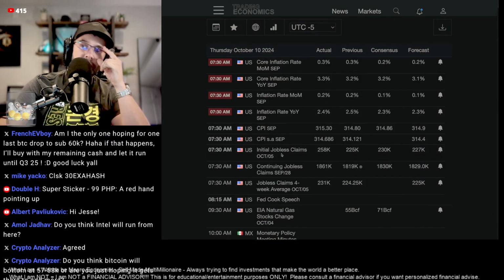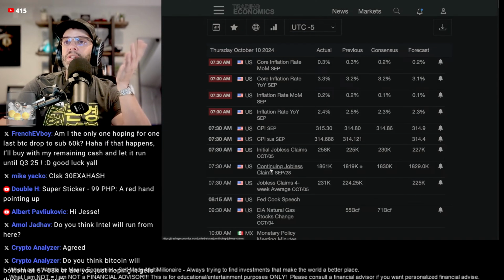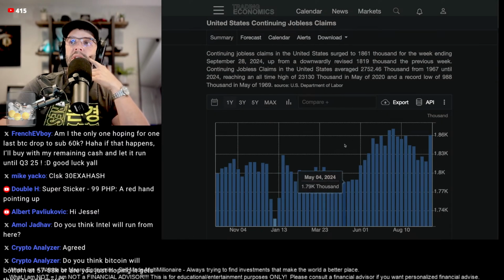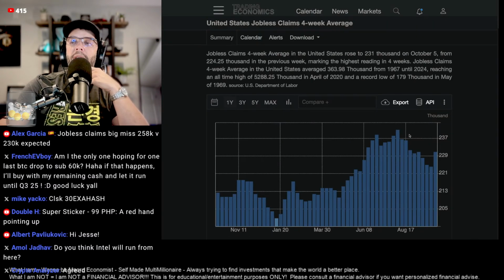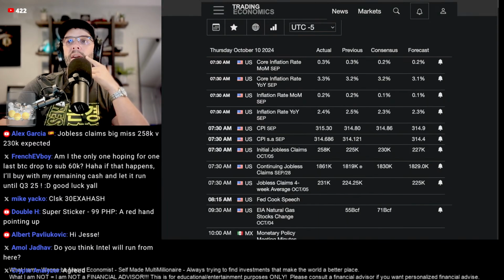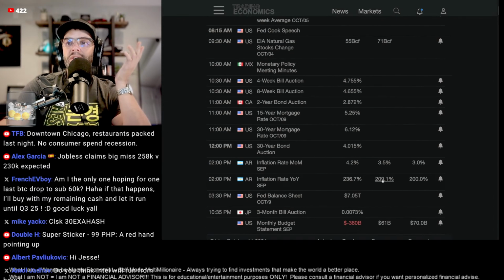That's probably what's going to happen, at least over the short term, because of seasonality and people getting part-time jobs working for Amazon and everything else. And continuing is probably the same. Continuing didn't even get past the peak of July, so there's not much there. And the 4-week average isn't even past the numbers of September 7th. So this data doesn't look that bad.